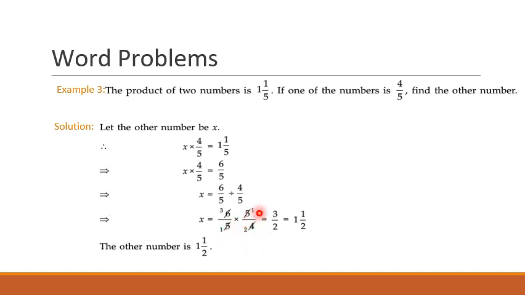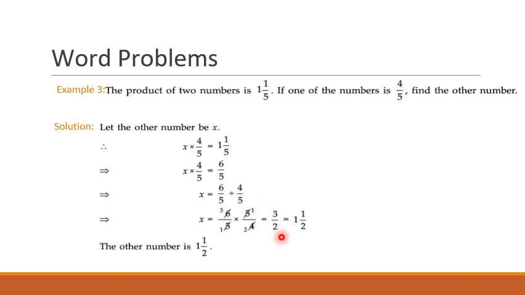So this 5 gets cancelled with 5, ones are ones, and 6 and 4 can be cancelled by 2 because both come in the 2's table. So 2 threes are 6, so I can cancel 6 by 2, and similarly when I cancel 4 by 2 I get 2 here. So the answer is 3 into 1 in the numerator, that is 3, and 1 into 2 in the denominator, that is 2 only. So the answer is 3/2.